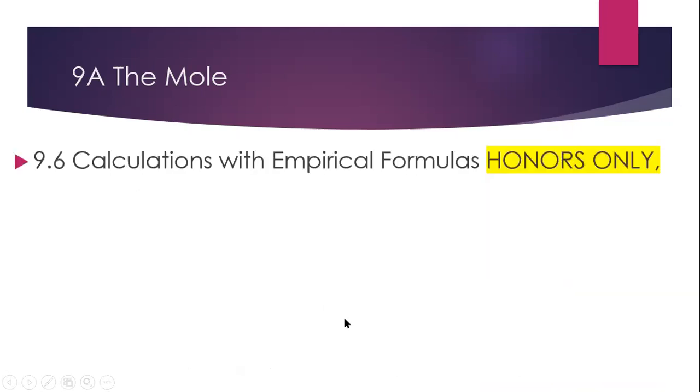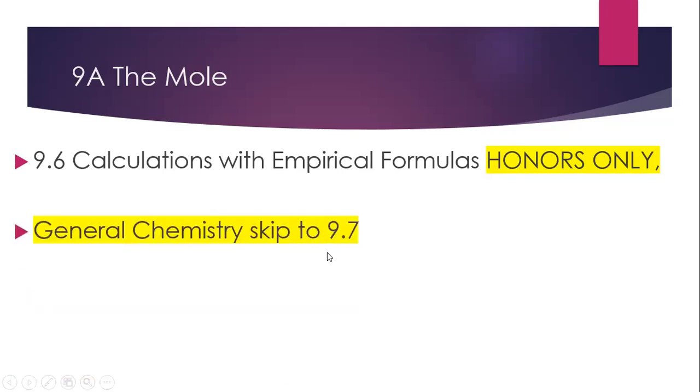We are going to go into empirical formulas, and this is for honors only. Honors only. Yay, honors. General chemistry, we're going to skip to 9.7 notes, which I believe are not in 9A. By this time, I will be giving you another set of notes, 9B, and it will continue with all the rest of the calculations and everything that we're doing.